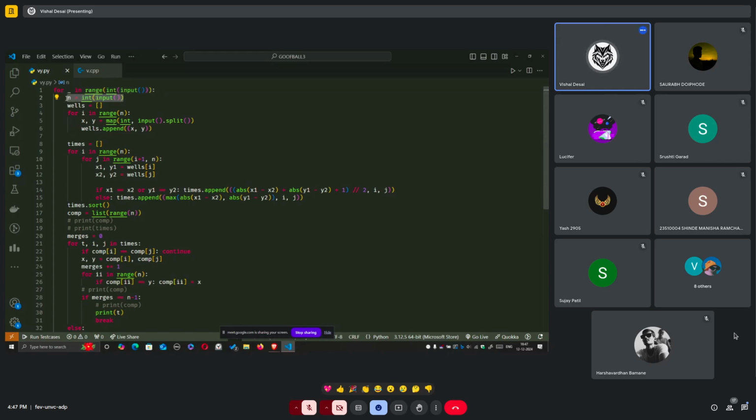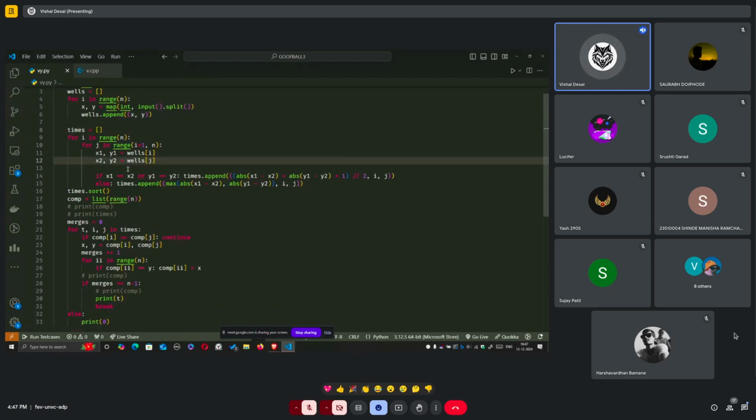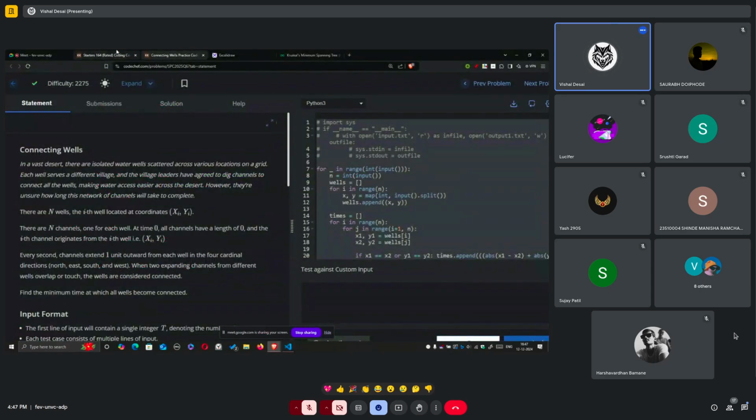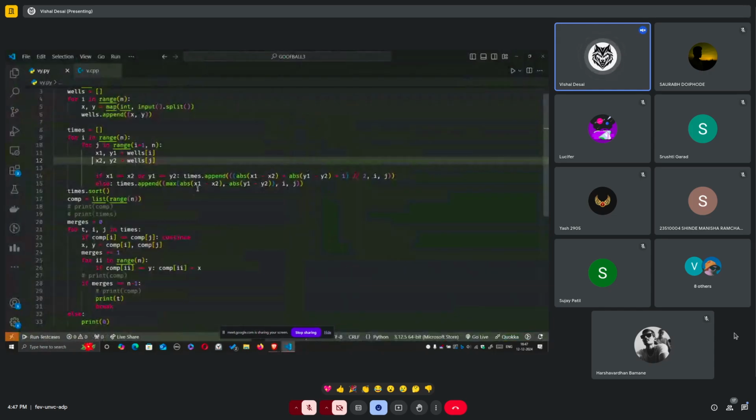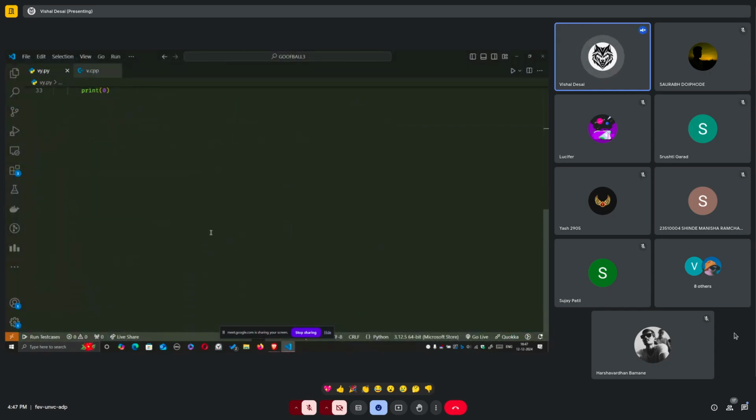Then the n input. Then I have stored it into a well list. In C++, this is kind of a vector. Now, what I did was I appended these tuples, x and y, into this array. Then I calculated every possible distance. Now, how did I calculate it? Let's take an example.